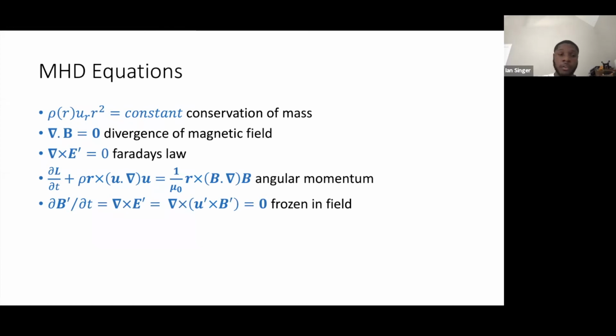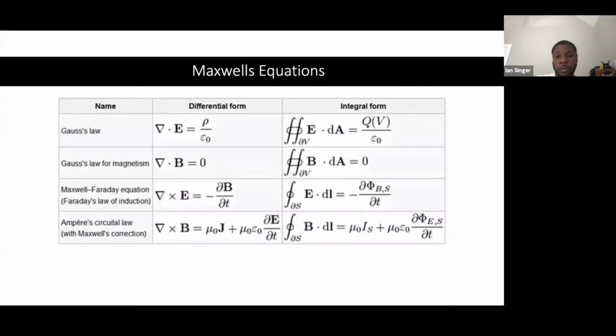The first one is the conservation of mass. The second one is the divergence of the magnetic field. Third is Faraday's law. Fourth is the angular momentum conservation. Then the fifth is the frozen-in field equation. From there, we go into Maxwell's equations, which a lot of the stuff I used is derived from. In that, you have Gauss's law for magnetism, the Maxwell-Faraday equation, and Ampere's law.